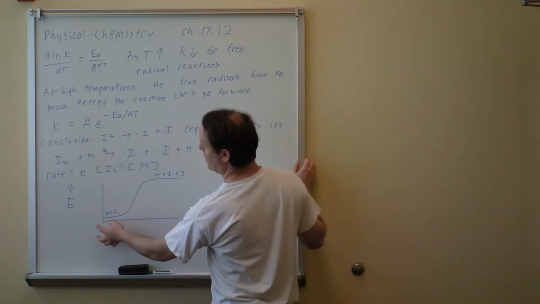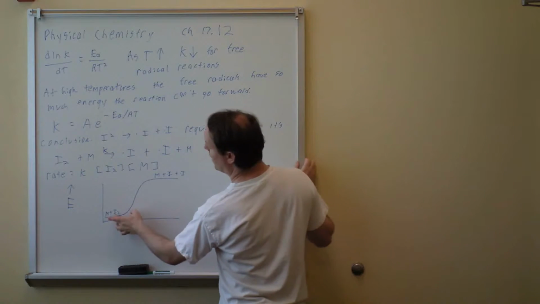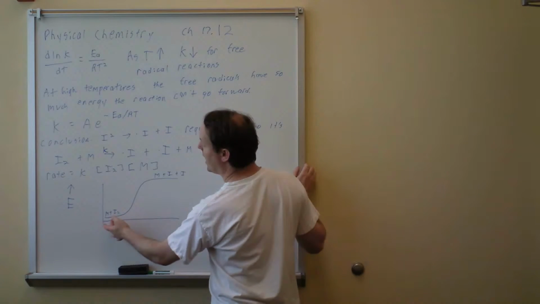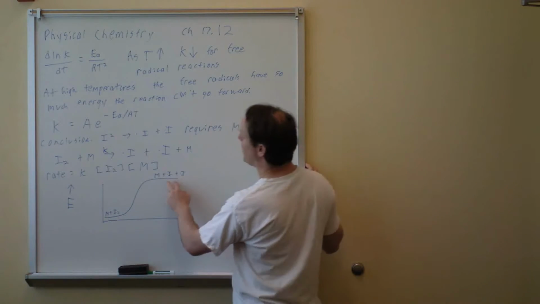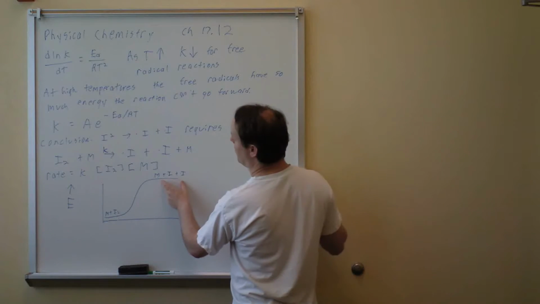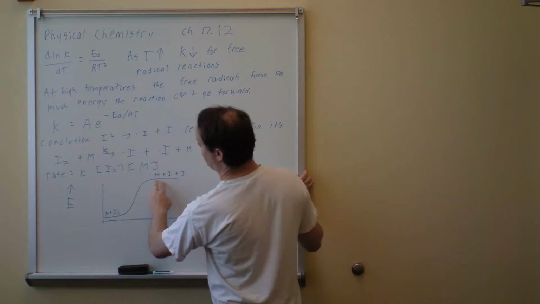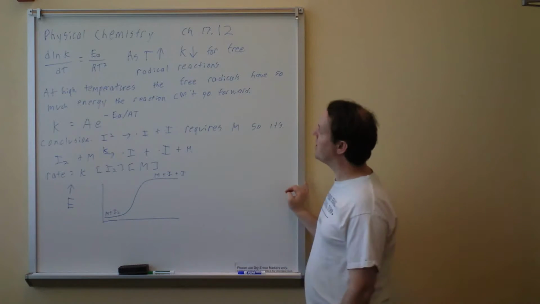So again, at the low energy state, we have the diatomic molecule I2. That's why the iodine is diatomic, and then at higher energy, the free radicals. So that's just showing that the free radicals are in a higher energy state than the diatomic molecule.